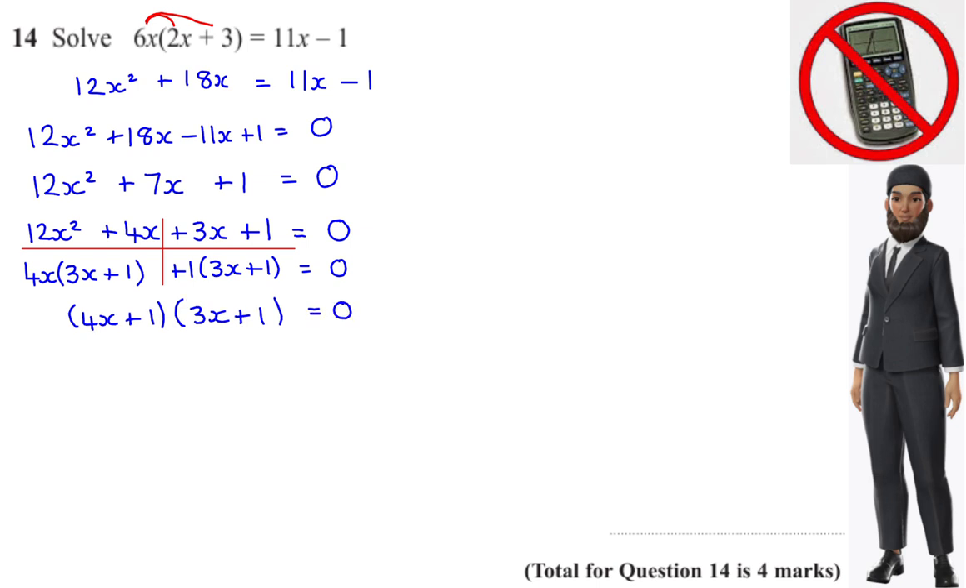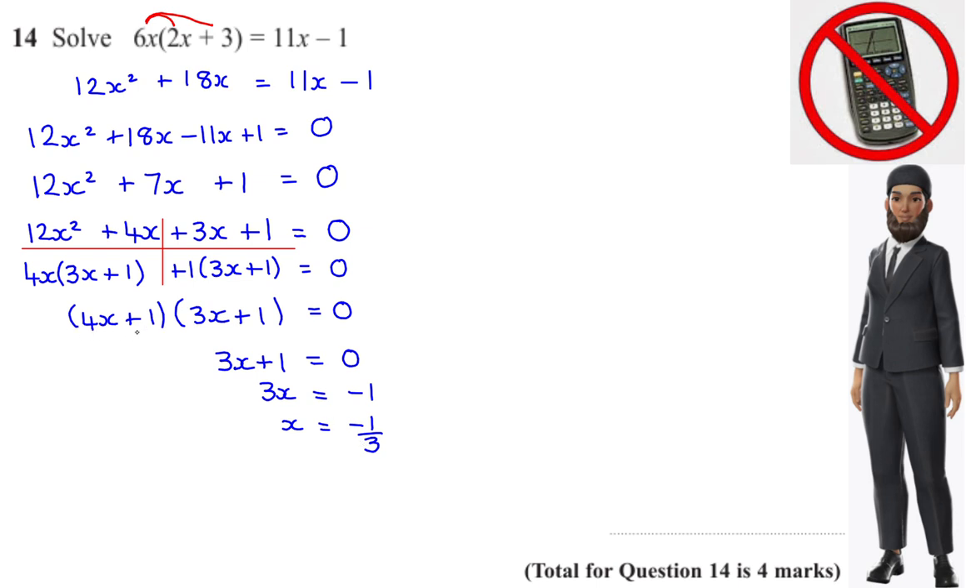Now what we need to do is ask ourselves, what number can we place inside this bracket so that all of this becomes 0? And so what we could do, we could write it down, 3x plus 1 equals 0. Take away 1 from both sides, you get 3x is equal to negative 1. Divide both sides by 3, therefore you get x equals minus 1 over 3. That's one of our solutions.